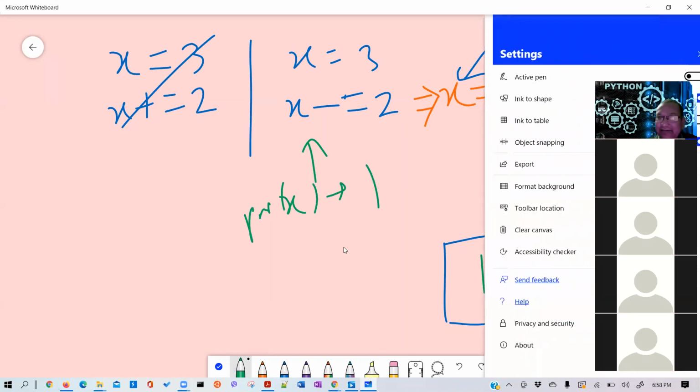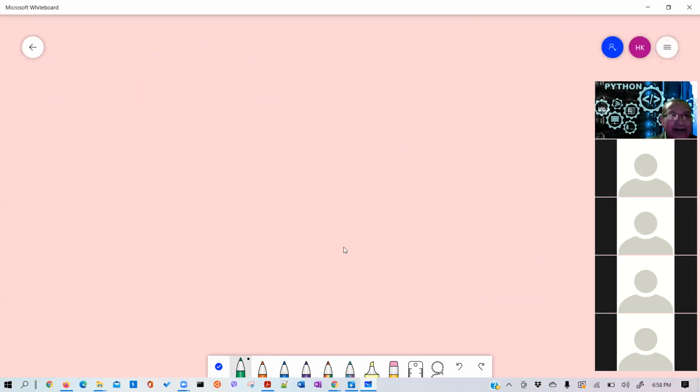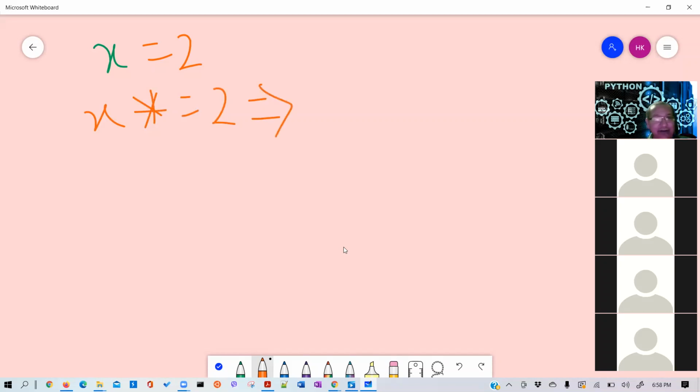Similarly, let's try another one. X multiplied, sorry. First you need to give some value to x, right? X equal to 2, and then x multiply equal to 2. Okay, can somebody tell me the equivalent expression for this? X equals to x into 2.